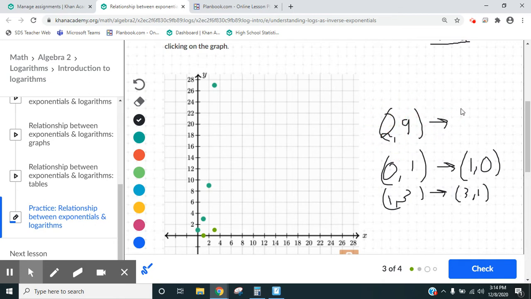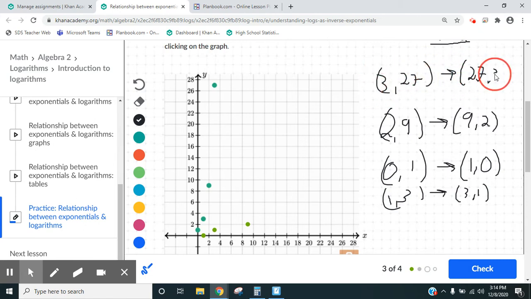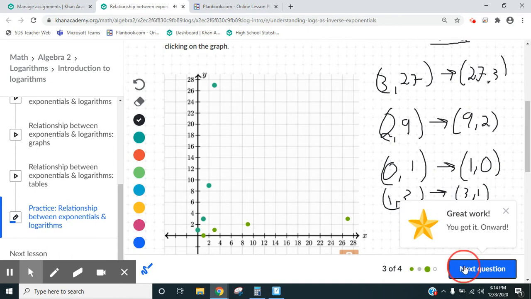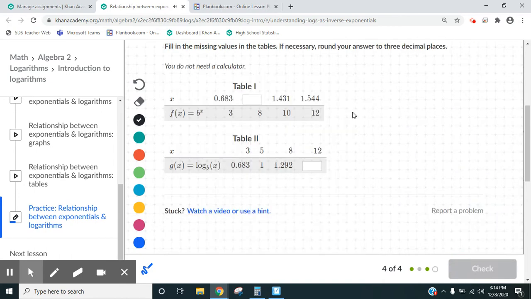The inverse of 2, 9 is 9, 2. And remember, that's the relationship we're talking about. It's an inverse relationship. The last one is at 3, 27. So the next point will be at 27, 3. And what you'll notice is it's almost like a reflection, right? This curve goes that way. The inverse of it goes the other way. All right, let's continue. You might see that the problem's in the form of a table. And what you're going to notice is if we look at the two different tables, one of them is an exponential, and one of them is a logarithm.